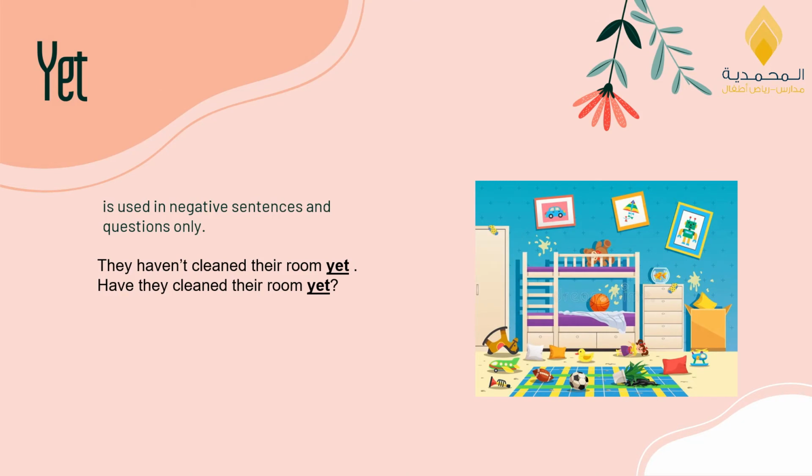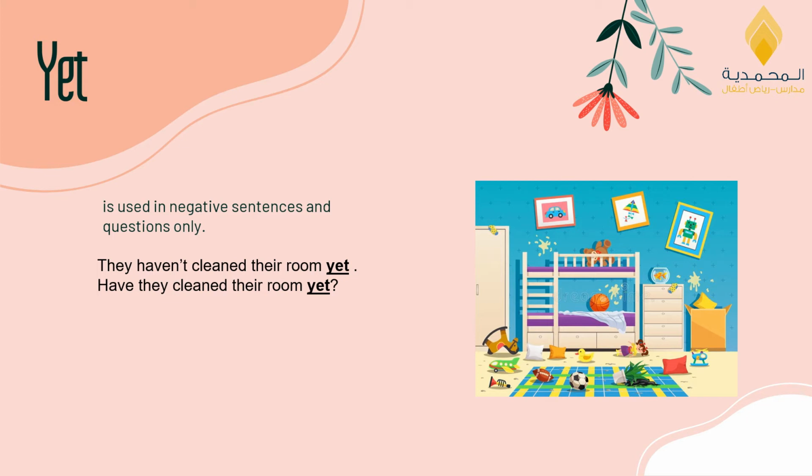Another very important keyword for the present perfect is yet. Yet is used in negative sentences and questions only. For example, they haven't cleaned their room yet. So I have haven't, which is a negative. So they haven't cleaned their room yet.